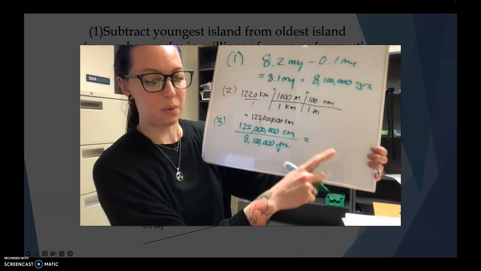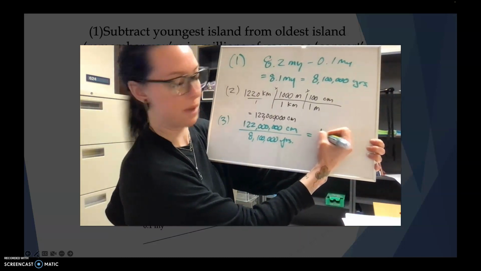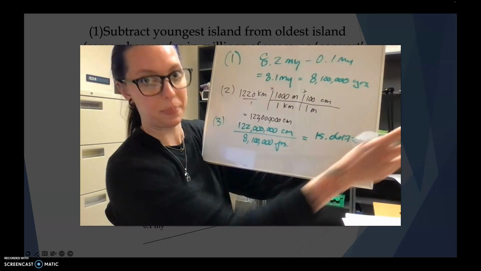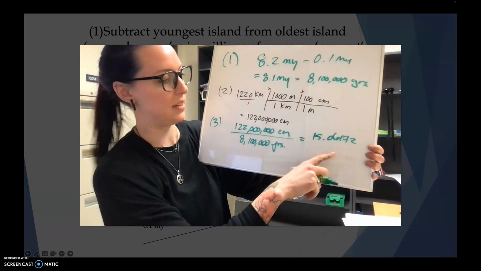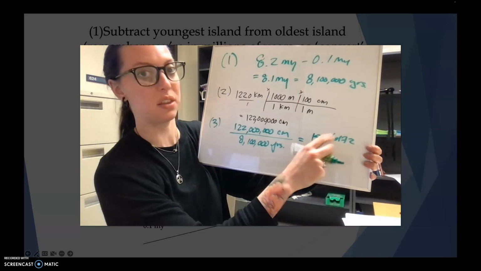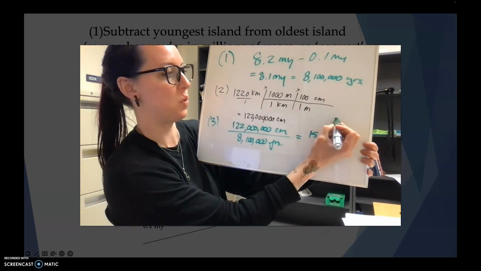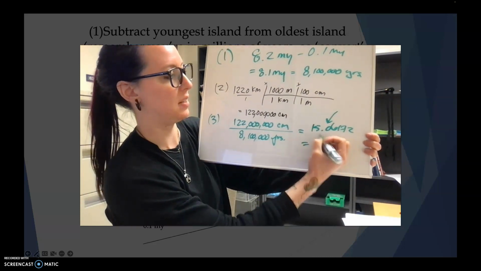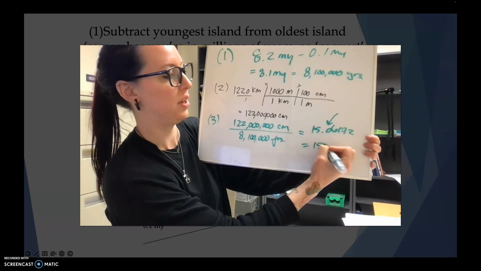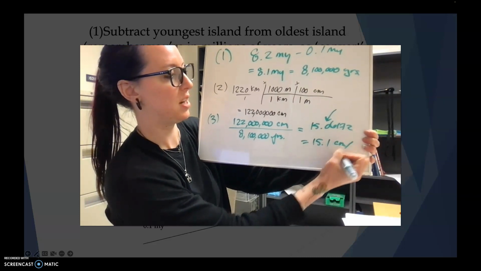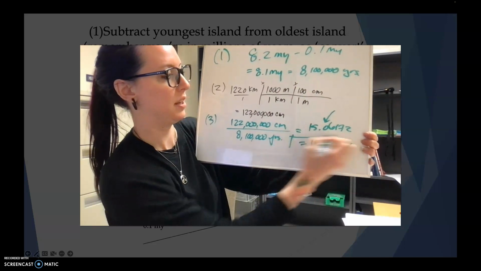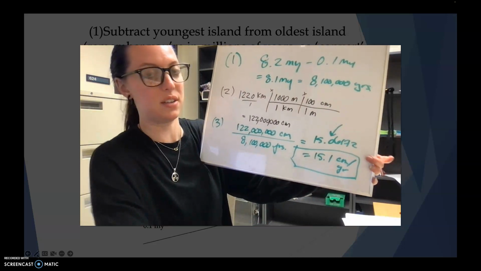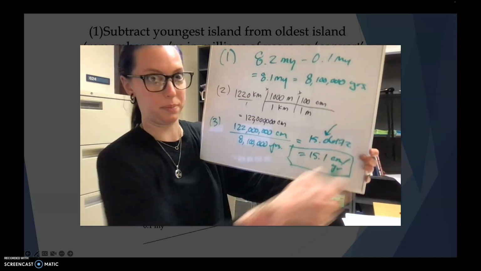So this comes out to be 15.06172, etc. And I will ask you in any assessment to round to the nearest tenths place, which is one spot to the right of the decimal. So in this case, this answer would round to 15.1 centimeters per year. That is the answer for this problem.